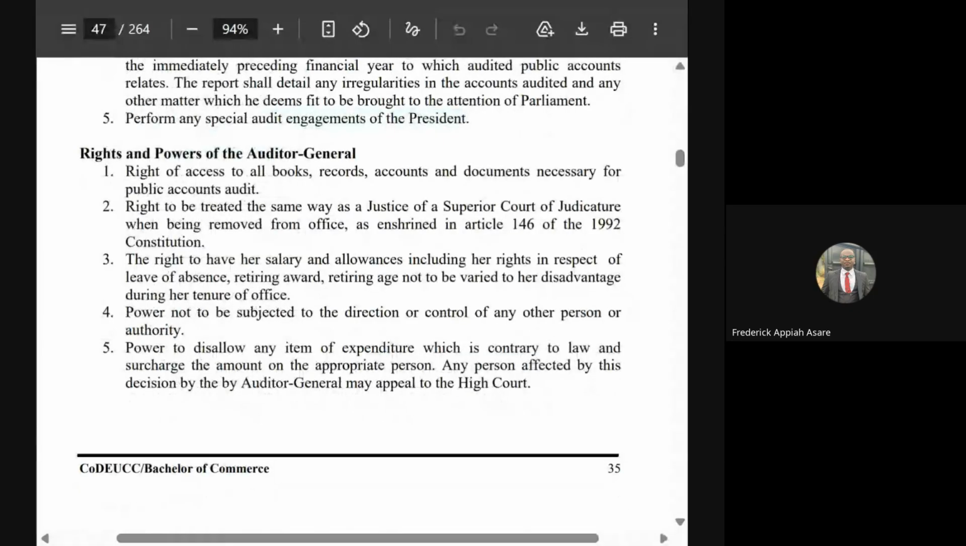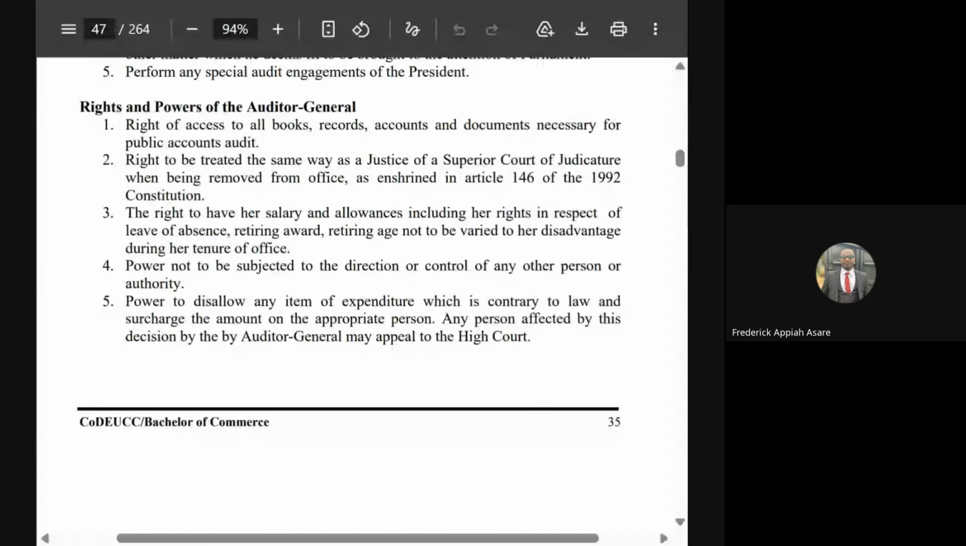Now, let's look at some of the rights and powers of the Auditor General. The Auditor General has the right to access all books, records, accounts, and documents necessary for public accounts audits. So the Auditor General has the right to demand all the books. If you are in the public sector and you use public funds in your operation, the Auditor General has the right to come for the books, the records and accounts, as well as documents that you have used, in order to help them in auditing your books or your accounts.